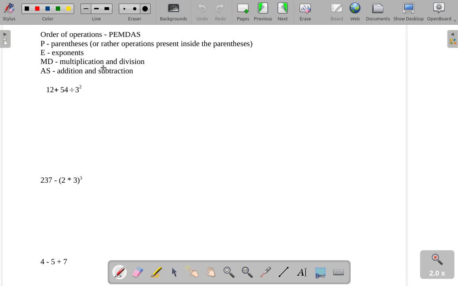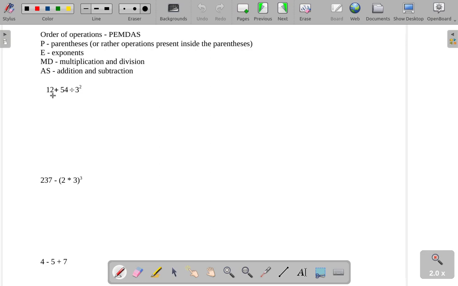Then we do any multiplication and division. Now, don't let the fact that the M comes before the D make you think that multiplication comes before division. They come at the same time in the order of operations. So multiplication and division are tied. We would do whichever one is on the left if we had both of those. And the same thing goes for addition and subtraction. Those are also tied. We would do whichever one is on the left.